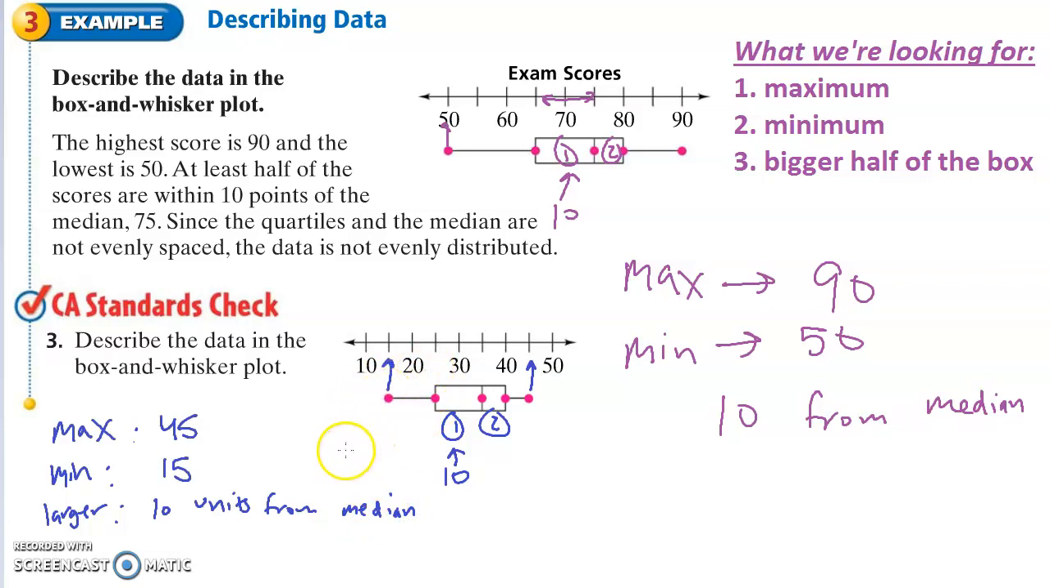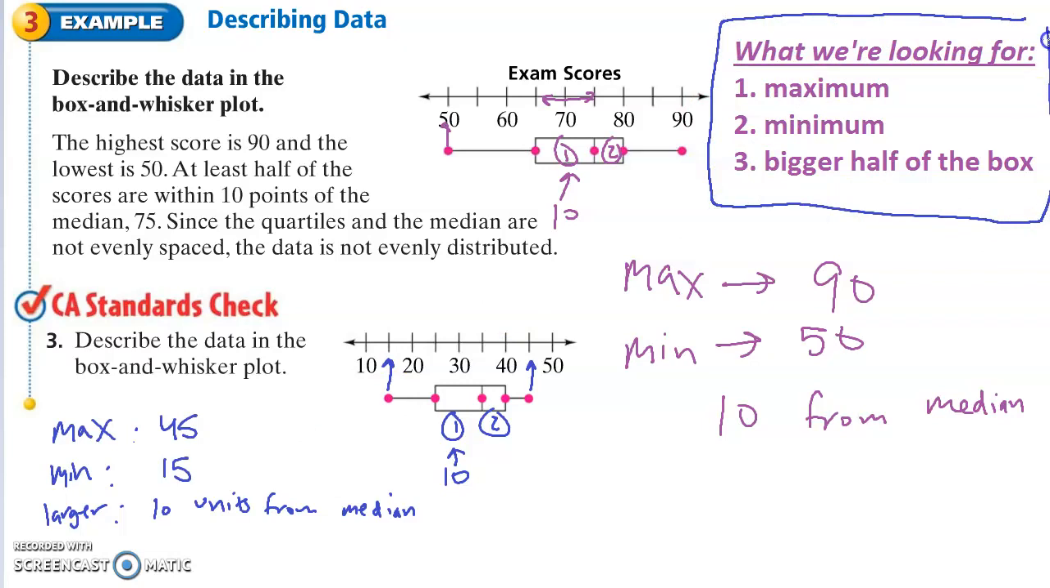Reading this data isn't really that difficult. We just have to know what we're looking for. And these are the 3 things that we're looking for. And whenever you're trying to find the bigger half, you also need to figure out, well, what is the length? And that's how many units, how many points, how many whatever you're talking about from the median. That's what they're looking for. They'll say at least half of the points are within some distance of the median. We're looking for the bigger half.